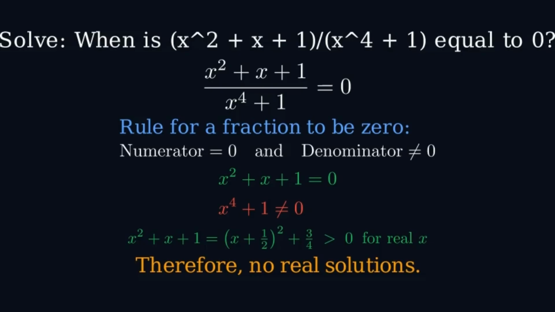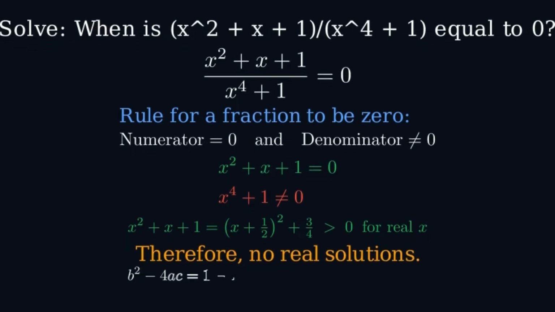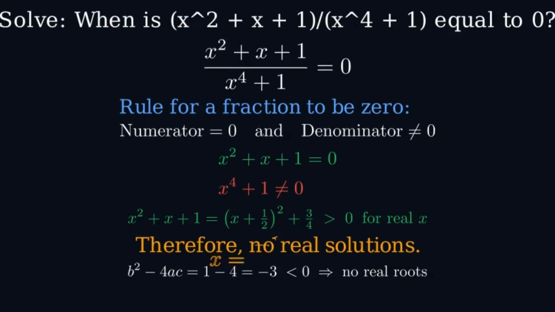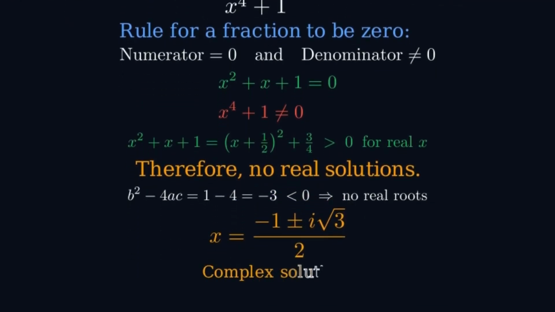If complex solutions are allowed, we solve the numerator equation exactly. Using the quadratic formula on x squared plus x plus 1 equals 0, the discriminant is 1 minus 4, which is negative 3. So the solutions are x equals negative 1 plus or minus i times square root of 3, all over 2. These are the primitive third roots of unity.